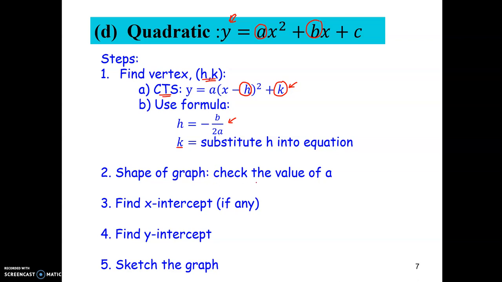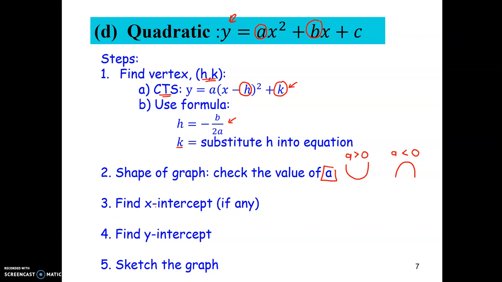For the second step, we have to check the value of a. Basically, the value of a corresponds to the shape of the graph. So we have two types of graph. The first one corresponds to a that is greater than 0. The second one is a that is less than 0. If the value of a is greater than 0, we're going to have an open upward graph. If a is less than 0, we're going to have an open downward graph.